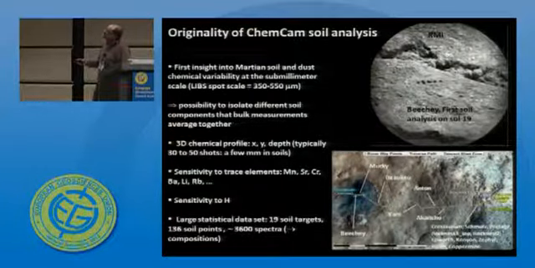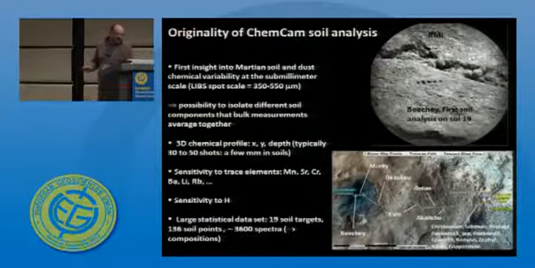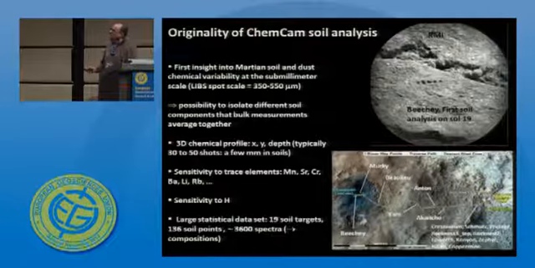What can we learn from ChemCam for the soil analysis? We have the possibility to isolate different soil components and bulk ones. We can have 3D chemical profiles, with X and Y for the location, and also depths. Typically in soils, we reach a few millimeters depth. We are sensitive to the major elements, as Susan said, and also to trace elements like manganese, strontium, chromium, barium, lithium, and rubidium. And of course, as you saw earlier, sensitivity to hydrogen.